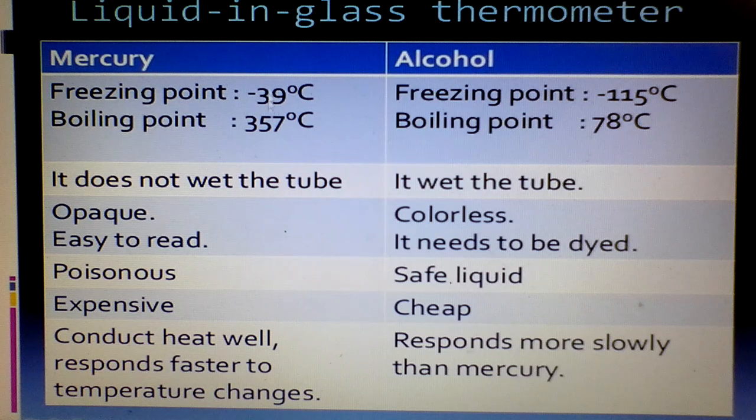So let's say you want to use the liquid in glass thermometer in the North Pole, which has very, very low temperature, maybe lower than negative 39 degrees Celsius. If you use mercury, the mercury might freeze. So at the North Pole, with temperature very, very low, it is suitable to use alcohol in glass thermometer. So that's an advantage for alcohol. The rest you can just look at the advantages of using mercury and the advantages of using alcohol.